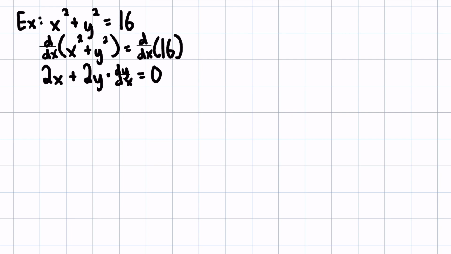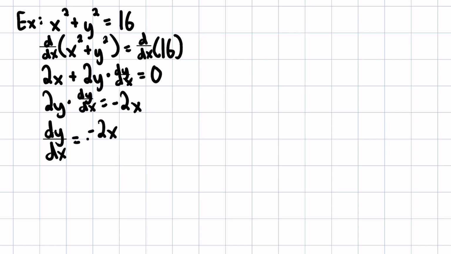And now what we need to do is solve for dy/dx. So I'm going to subtract the 2x from both sides. So we have 2y times dy/dx equals negative 2x. And then I'll divide both sides by 2y to get that dy/dx equals negative 2x divided by 2y. The 2's cancel, and this becomes negative x over y, and that's our derivative.